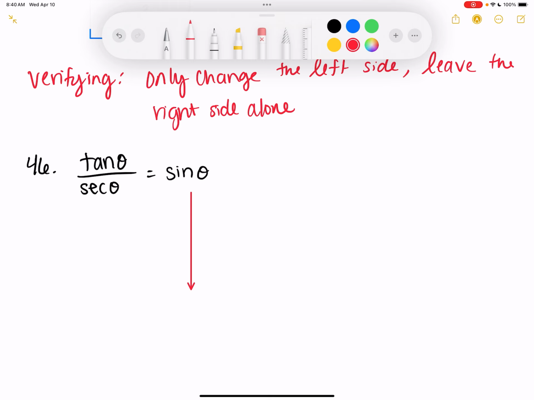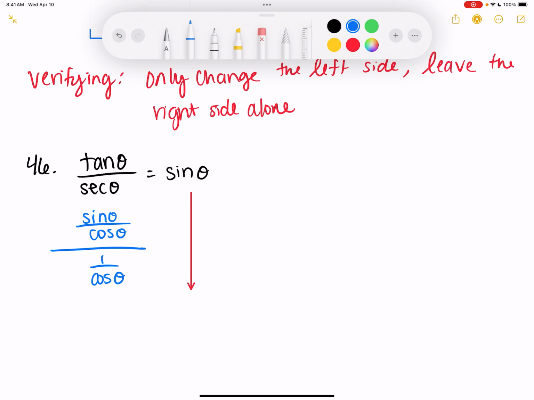So what's the way I can rewrite tangent of theta? You said tangent theta, yes. Sine theta over cosine theta. Sine theta over cosine theta. And then how can I rewrite secant of theta? 1 over cosine theta. 1 over cosine theta.